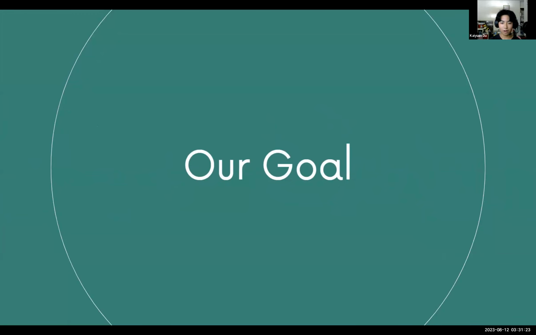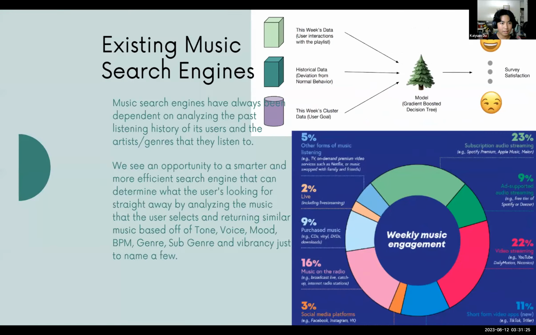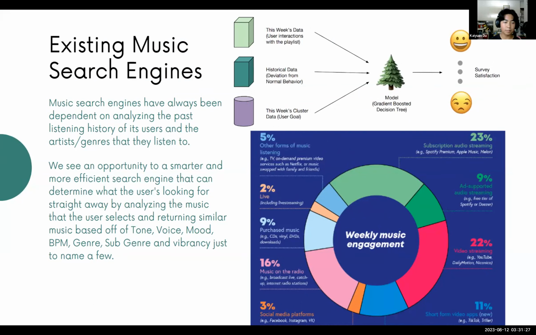So our goal. Existing music search engines have always been dependent on analyzing past listening histories of its users and artists/genres that they listen to. In the top right photo, as you can see, that is the model for which how Spotify and maybe even SoundCloud uses to determine what their users might want to see. So we see an opportunity to a smarter and more efficient search engine that can determine what the user is looking for straight away by analyzing music that the user selects and returning similar music based off of tone, voice, mood, beats per minute, genre, subgenre, and vibrancy, just to name a few.